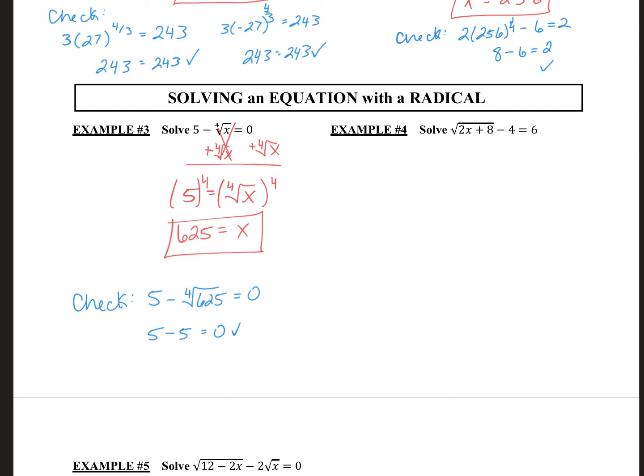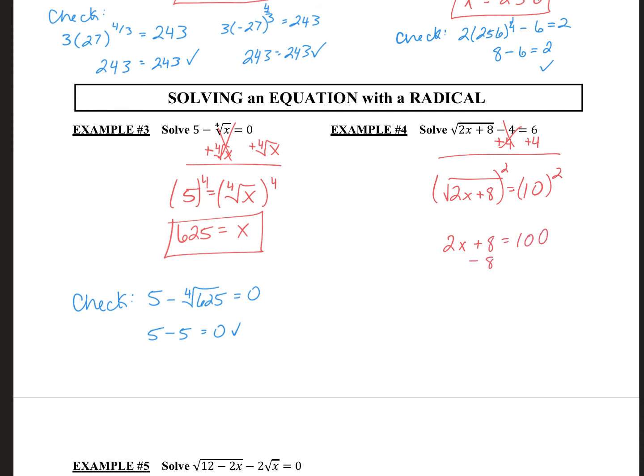The first thing I'm going to do is add 4 to both sides. And then I have the square root of 2x plus 8 equals 10. Now that I have whatever is under the radical isolated, like I did in example number 3, I can square both sides. Squaring both sides is going to get rid of that radical. So the square root of 2x plus 8 squared just gets rid of that radical, and I'm left with 2x plus 8. And 10 squared is 100.